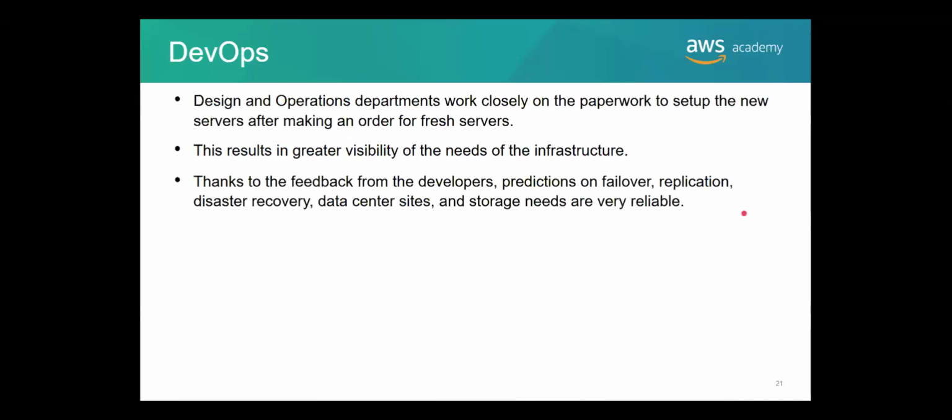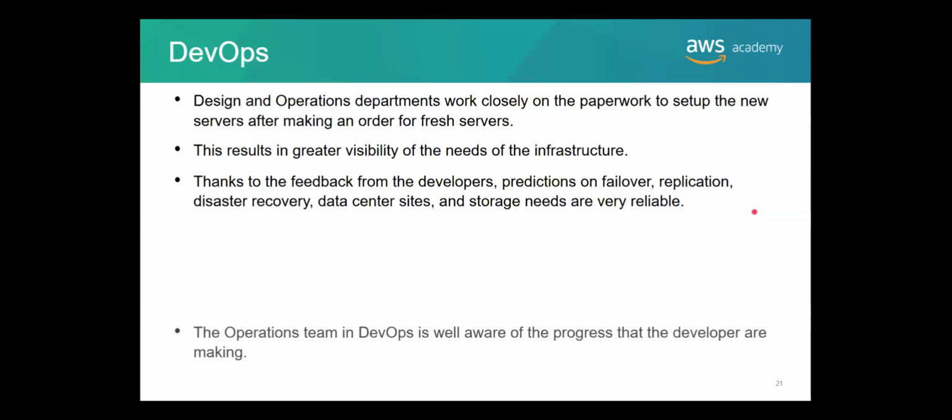Next, thanks to the feedback from developer, prediction on failover, replication, disaster recovery, data center sites, and storage needs are very reliable. So when DevOps came into the picture, it started giving feedback for every phase like development and testing and all other phases. We are able to get the feedback immediately, which is helping us to correct then and there itself.